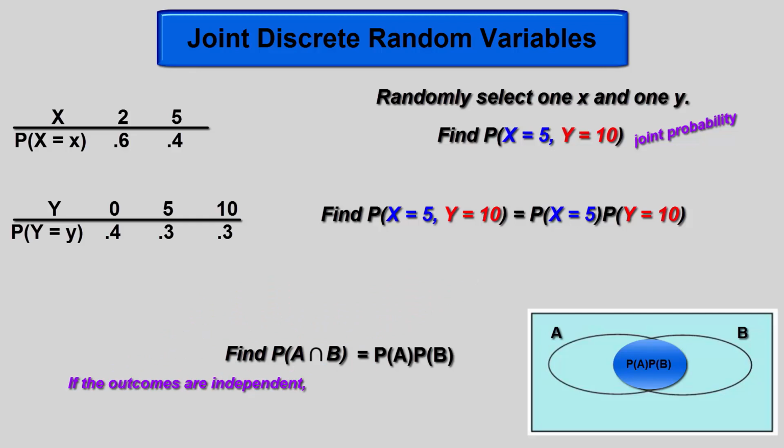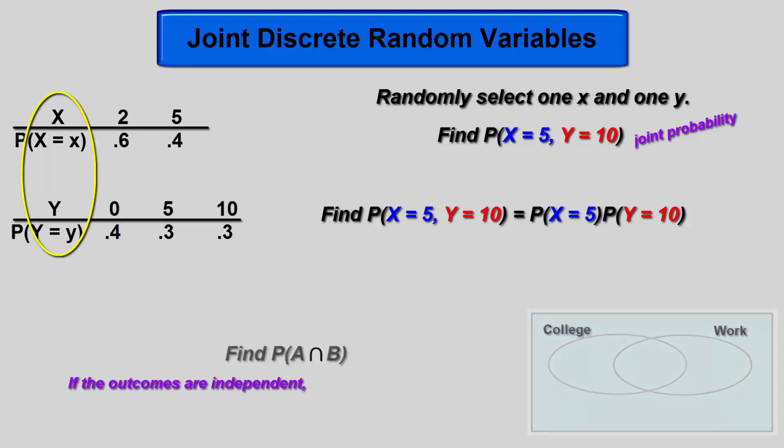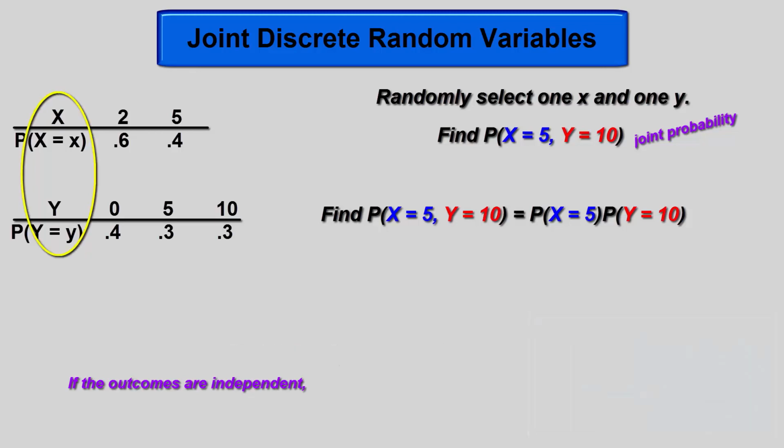By the way, it's good to know the difference between two events and two random variables. Events are usually categorical, such as students who attend college and students who work part-time. Random variables are always quantitative, like numbers of sales per week or dollars earned from a sale.